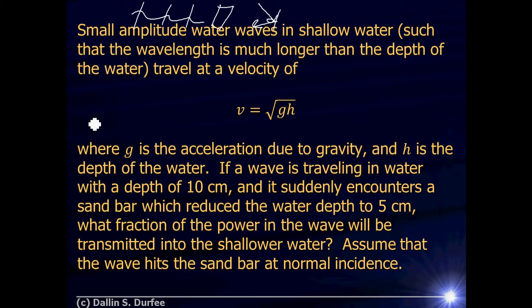Okay, so I can use the stuff we've already used in this chapter because we can treat this like a one-dimensional wave. All right, what we're given: we know that the velocity depends on gravity and the depth of the water. We're given the depth with our incident wave, and the depth of the water on the transmitted side, and we want to find what fraction of the power is transmitted into the shallower water, into the water above the sandbar.